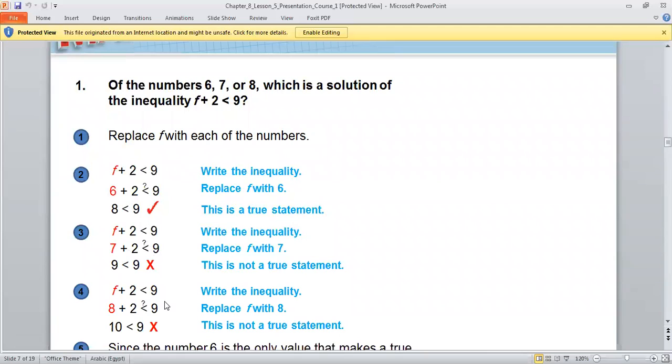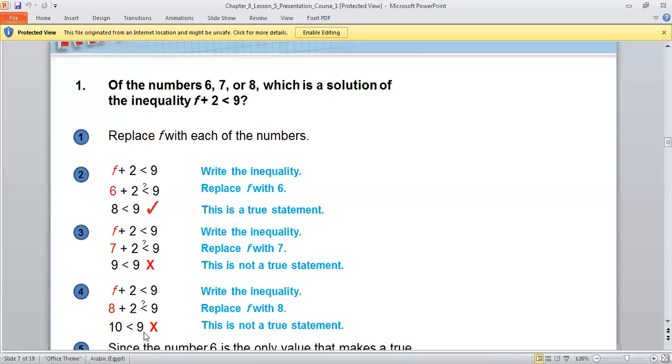Look with me at the next one. Here we have the same inequality: f plus 2 is less than 9. I write the inequality. So the first step, Khalid and Muhammad, is to write the inequality as it is. And we will remove f and replace f by what? 8. So we will replace this one with 8. 8 plus 2, my friend, equals what? 10.